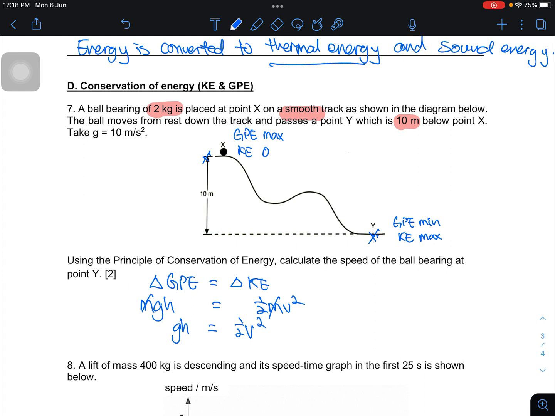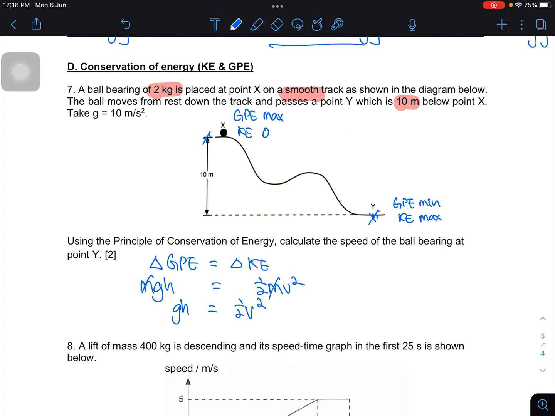I'm still going to play around with the algebra, and I want all of you to be good at algebra. It's going to help you with your physics, definitely going to help you with your math. So what do they want? They want speed. Let's manipulate it step by step. I'm going to move my half over. So by moving half, basically it's 2gh equals v squared.